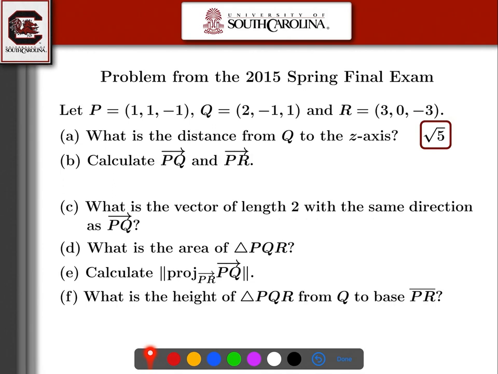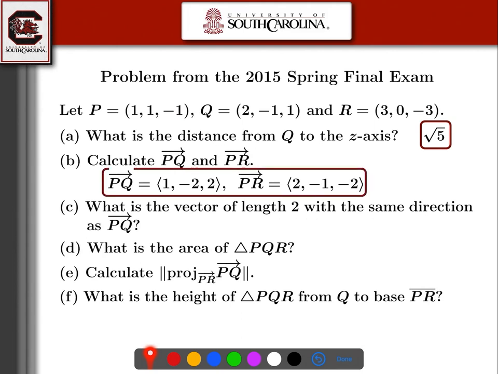For the next one, we want to calculate the vectors PQ and PR. Going from P to Q, we take the coordinates here minus the coordinates here. 2 minus 1 is 1. Negative 1 minus 1 is negative 2. 1 minus a negative 1 is 2. So that's giving me the vector 1, negative 2, 2. Going from P to R, we have 3 minus 1 is 2. 0 minus 1 is negative 1. Minus 3 minus a negative 1 is negative 2. So that gives me PQ and PR, and that finishes that part.